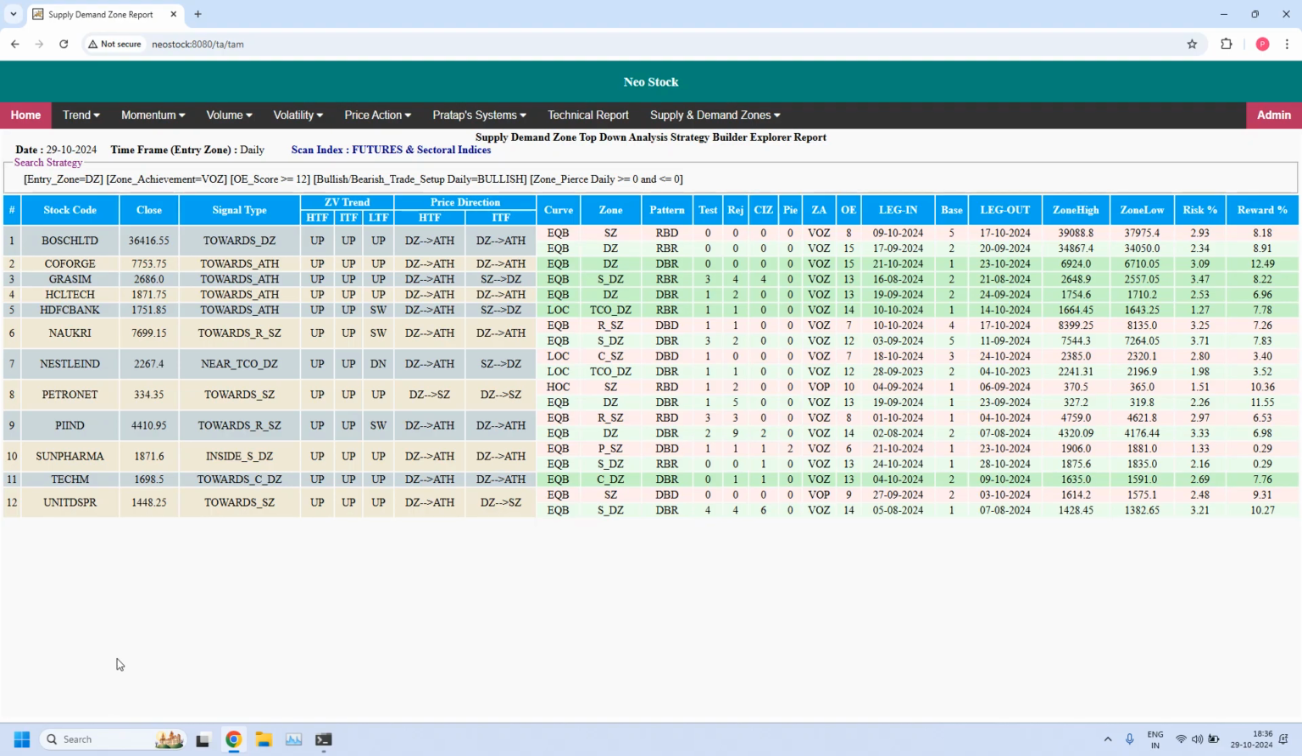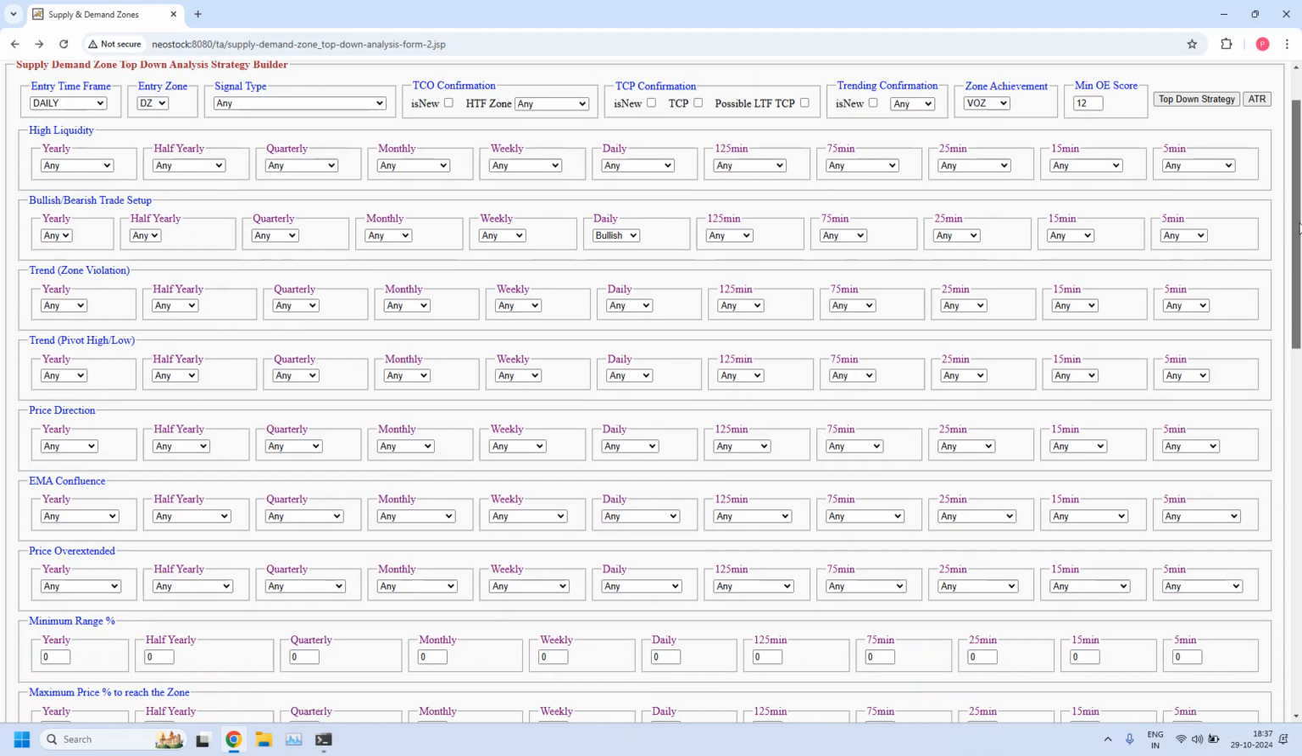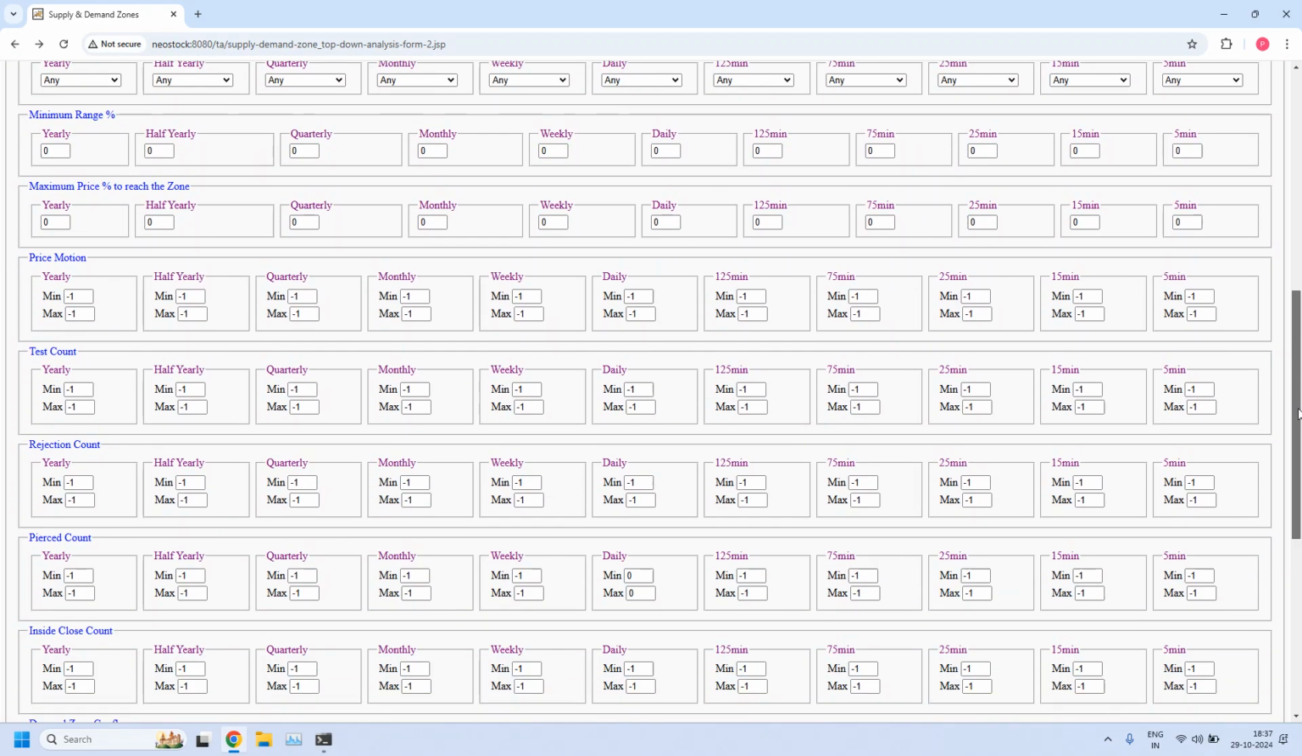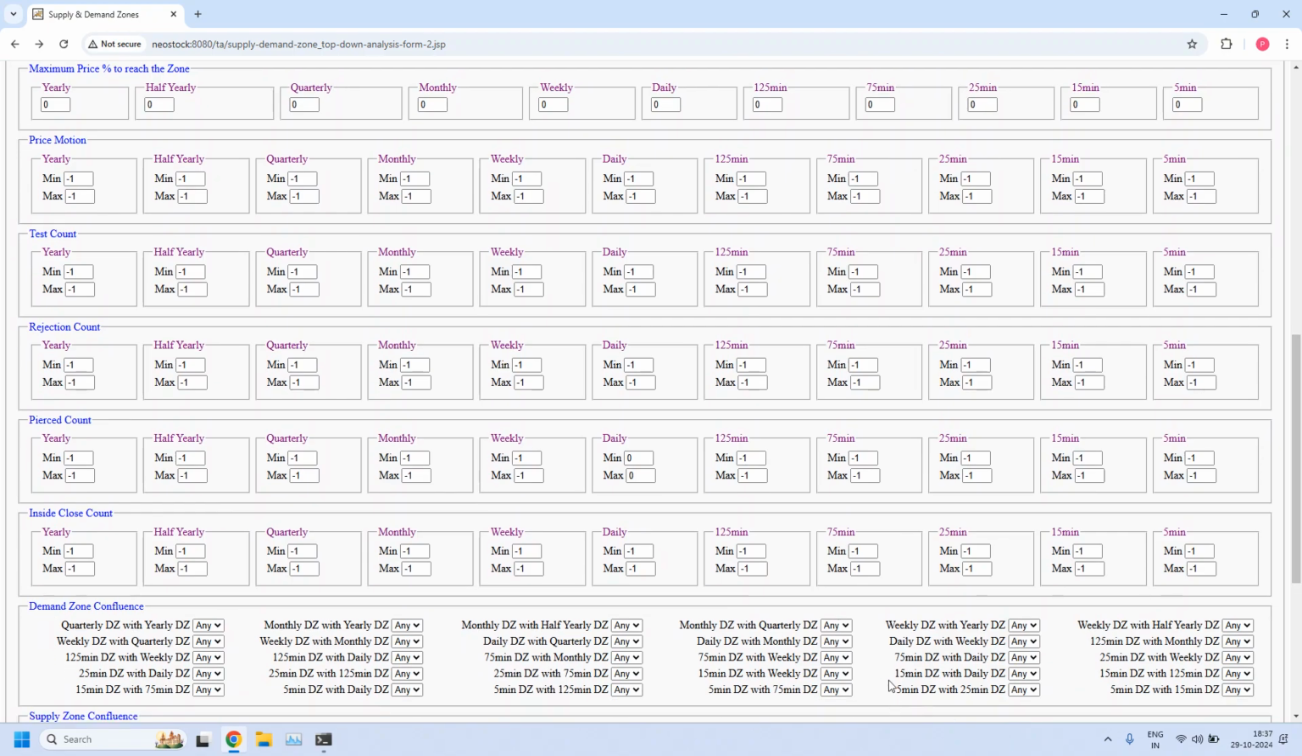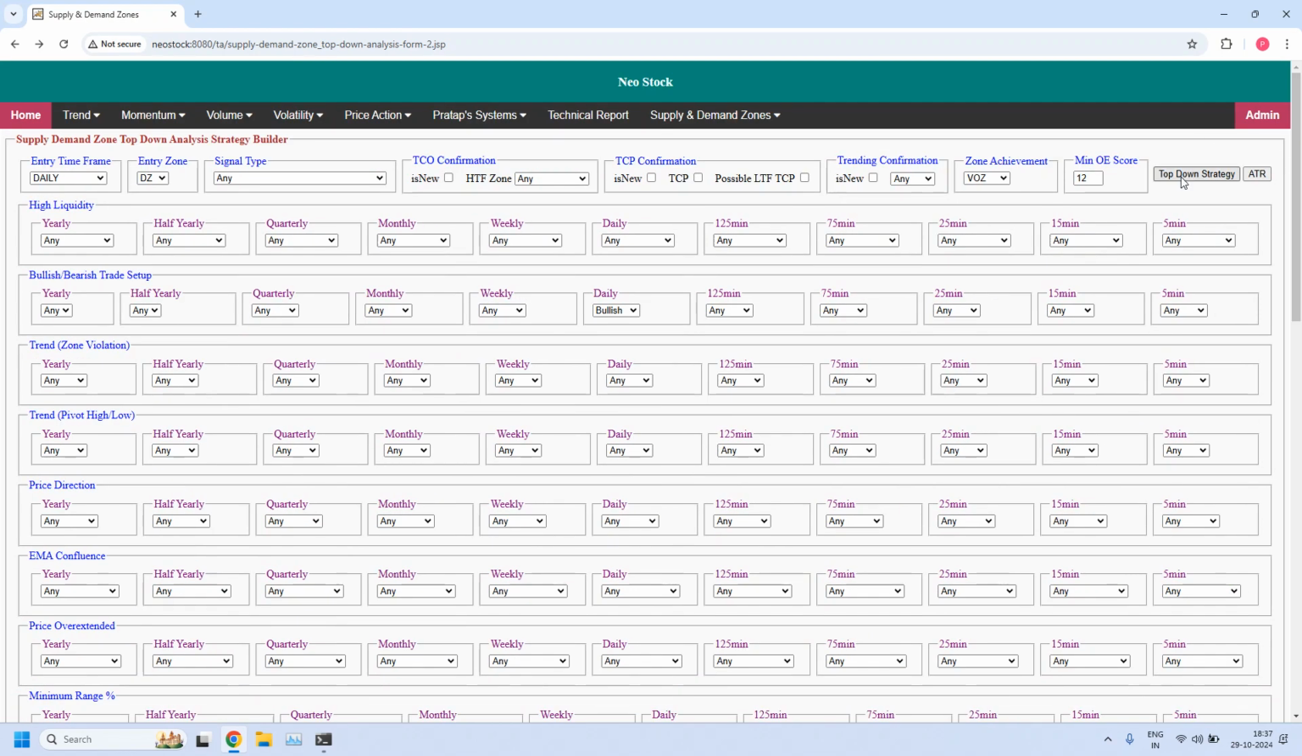Out of these 12, there could be some high probability supported stocks available. So how to find them? One is LTF, ITF confluence and another one is LTF, ITF, HTF confluence. First let us look into LTF, ITF confluence. That means the daily demand zone should be having confluence with weekly demand zone. So in the demand zone confluence, I'm enabling the filter, daily demand zone with weekly demand zone confluence. With this filter, let's verify.